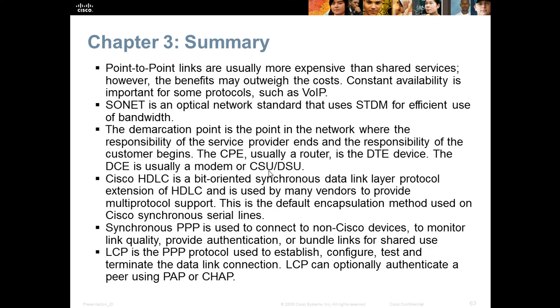Cisco HDLC is a bit-oriented synchronous data link protocol, an extension of HDLC, and it is used by many vendors to provide multiprotocol support. This is the default encapsulation method used on Cisco synchronous serial lines. Synchronous point-to-point protocol is used to connect two non-Cisco devices, monitor link quality, provide authentication, or bundle links for shared use. LCP is the PPP protocol used to establish, configure, test, and terminate the data link connection. LCP can optionally authenticate a peer using PAP or CHAP.